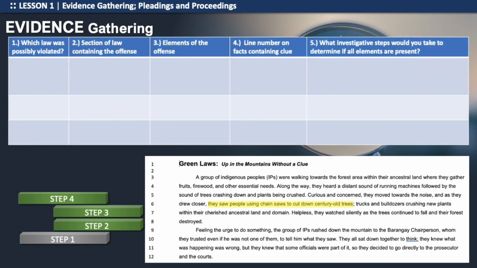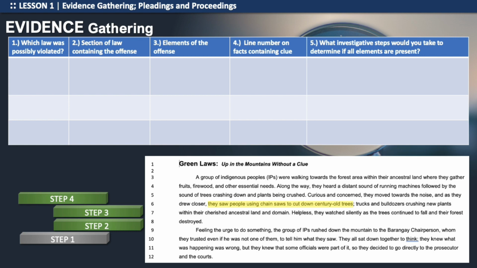It's a table with 5 columns, and each column represents questions that you need to answer. Each row would be as many answers as you can identify based on the circumstance in the hypothetical case. All right. So for our demonstration now, we're only going to home in on that phrase that I've highlighted. They saw people using chainsaws to cut down century-old trees.